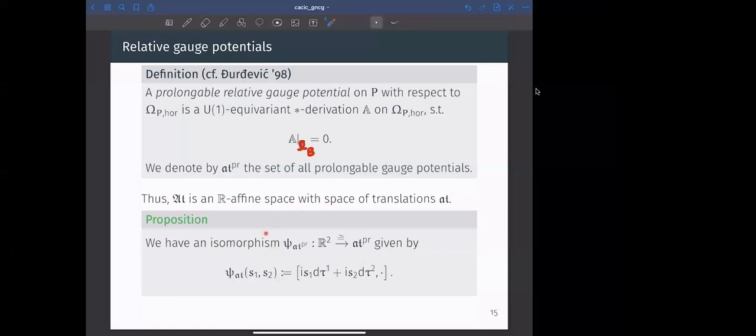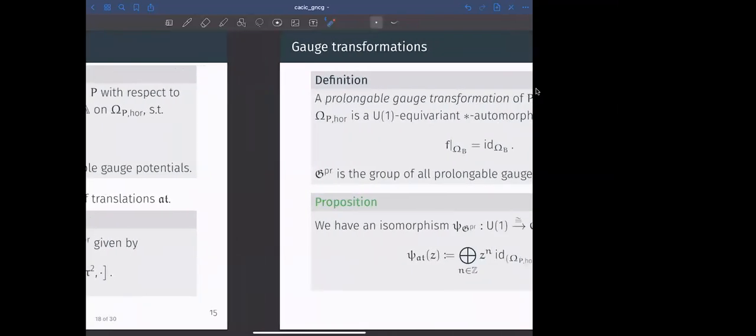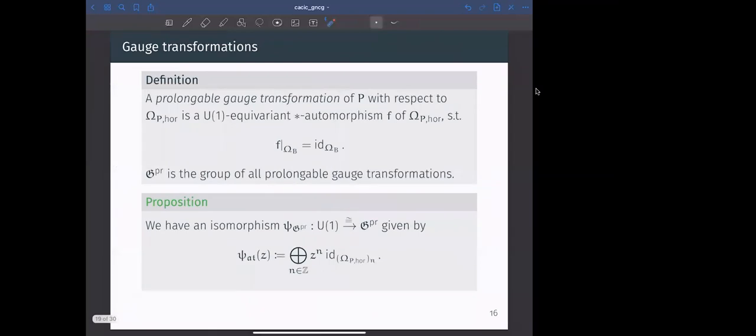So that's nice, but I claim that one can talk about gauge transformations as well. Basically, we have this lifting procedure, and there are symmetries in the lifting procedure. So let's see what symmetries we have in the process of lifting from basic forms to horizontal forms.